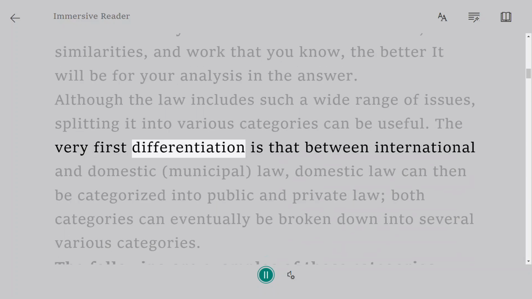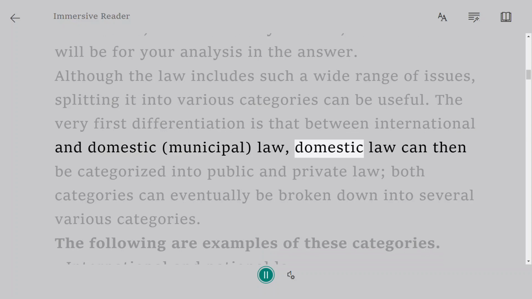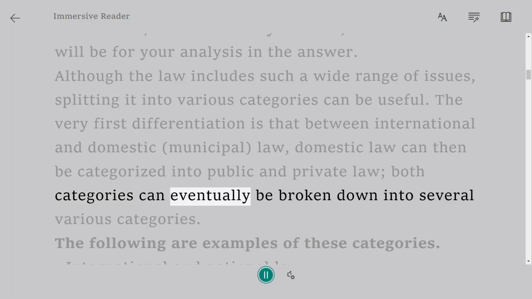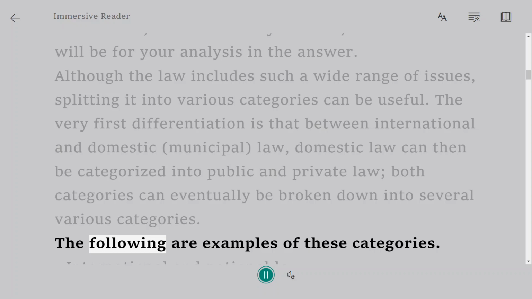The very first differentiation is that between international and domestic, or municipal, law. Domestic law can then be categorized into public and private law. Both categories can eventually be broken down into several various categories. The following are examples of these categories.